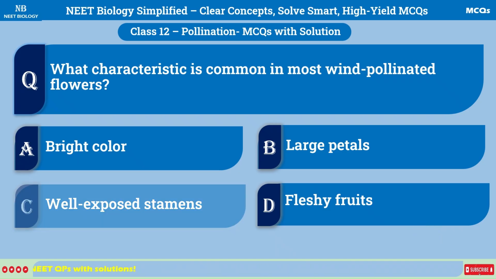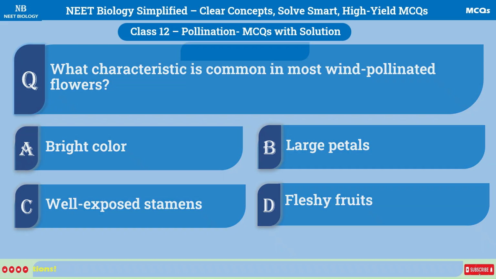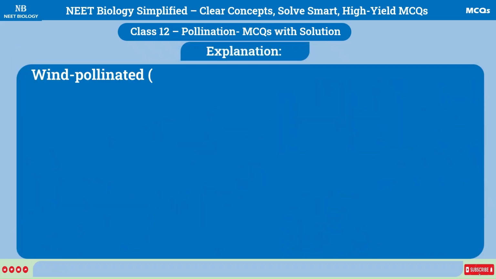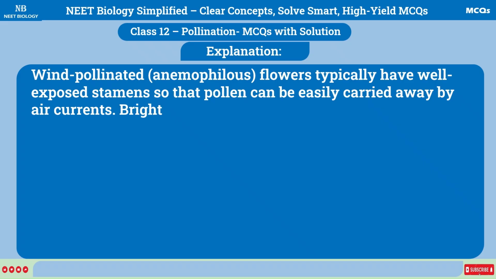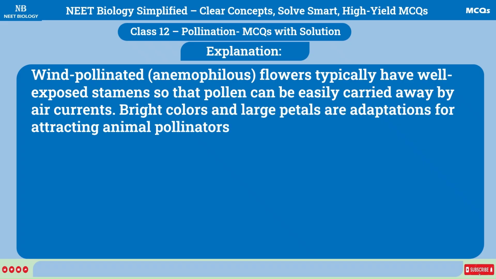Correct answer is C. Well-exposed stamens. Explanation: wind-pollinated, anemophilous, flowers typically have well-exposed stamens so that pollen can be easily carried away by air currents. Bright colors and large petals are adaptations for attracting animal pollinators and are unnecessary in wind pollination.